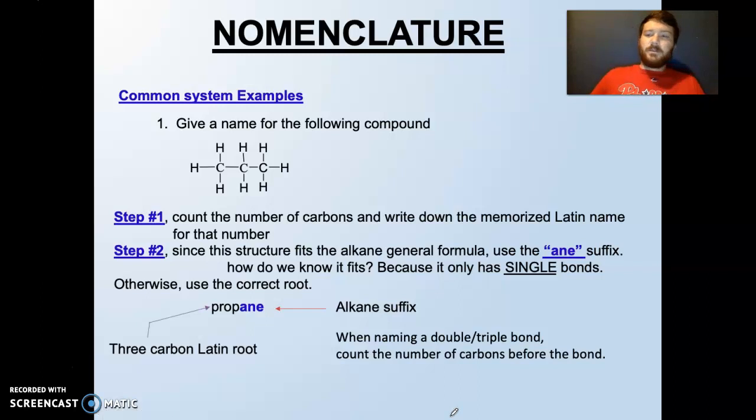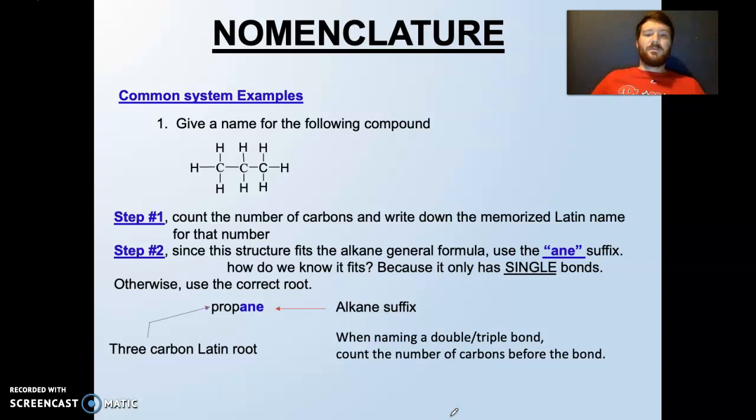Nomenclature. We're going to have to do this video in 2 steps because I use the free version of Screencast-O-Matic and it only allows me to record for 15 minutes. So I'm going to have to stop it eventually.